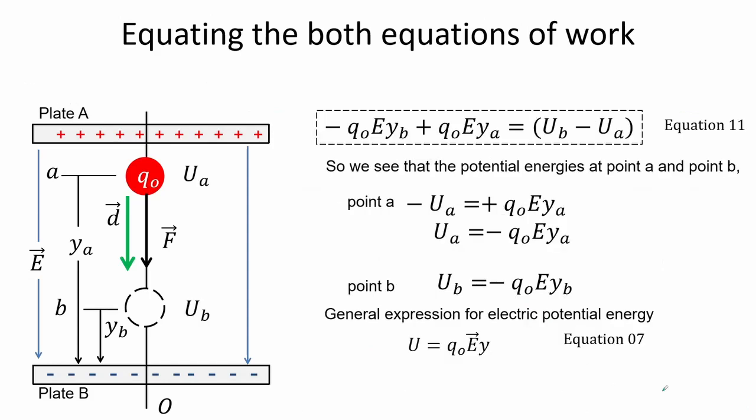So we see that the potential energies at the points are shown here by equation 11, and they are functions of the test charge, the electric field, and the height y. The general expression for electric potential energy at any height h is given by equation 7.